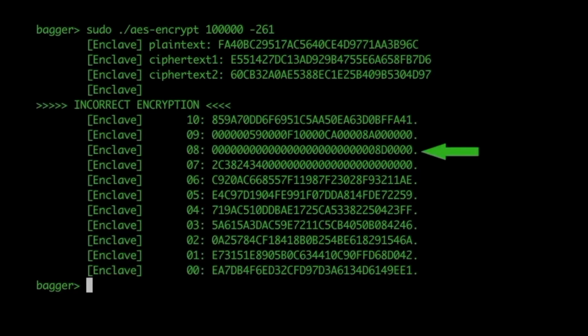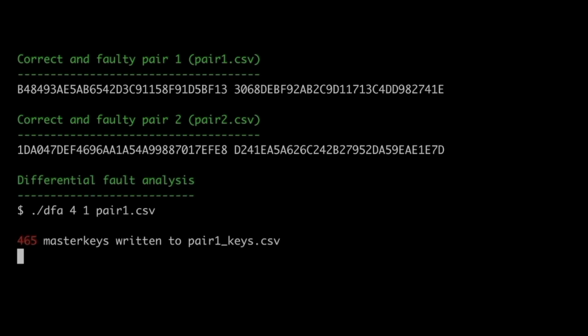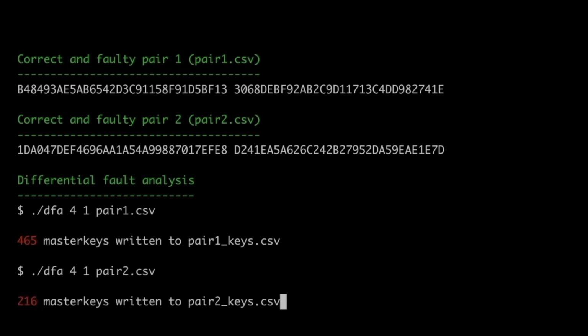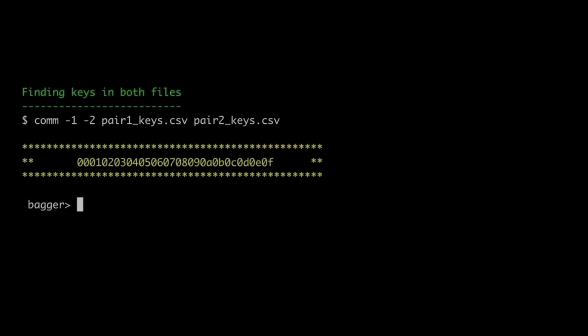Now we can use the faulty and the correct ciphertext and put that into our differential fault attack. As you see here, we actually use two pairs on which we run the differential fault attack. This is simply because the attack will give us multiple key candidates, and then we can use the intersection of the two results to find the correct keys. So here you see the attack running. We recovered the keys for pair 1 and pair 2, and we take the intersection and recover, in this case, the correct key, which is 00, 01, 02, and so on.